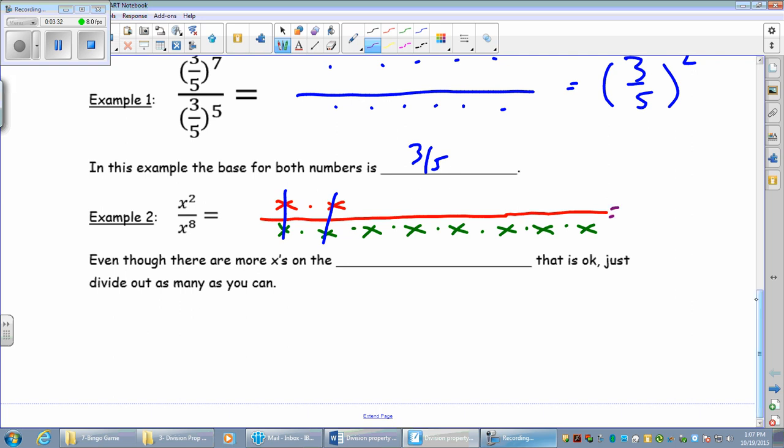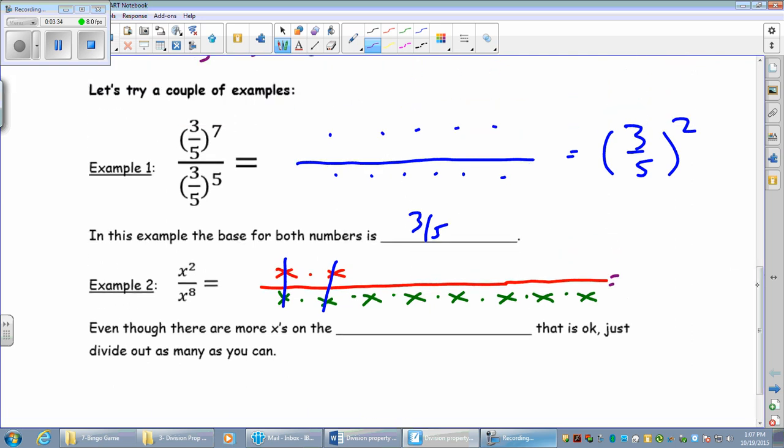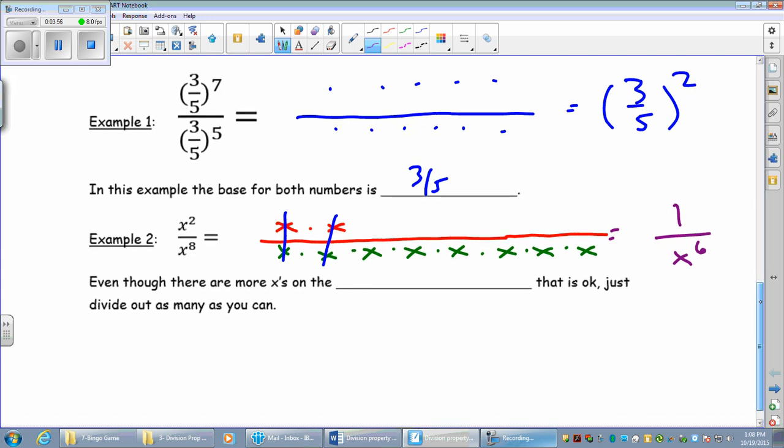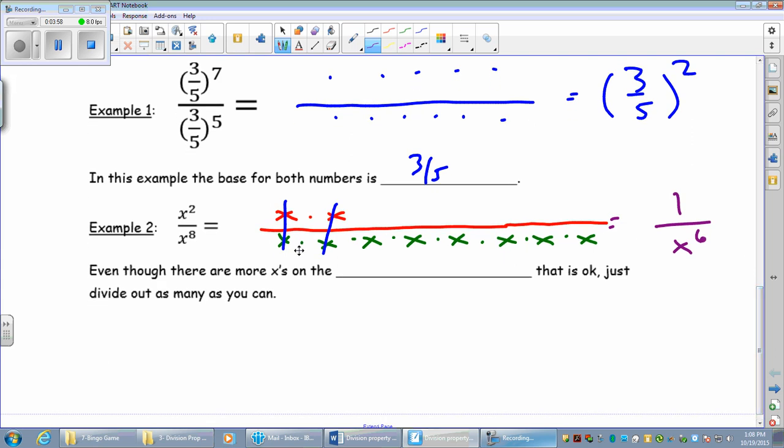But this one's a little bit different than these last 2 examples that we just went over. Can anyone tell me why? Well, it's because these x's are down at the bottom. You cannot just put x to the 6th. That would mean that they're up on top. You need to put x to the 6th on the bottom of a fraction. Now, because there's 1 times 1 left on top, you can put a 1 up there. So even though there are more x's on the bottom, that's okay. Just divide out as many x's as you can, and whatever's left is your answer.